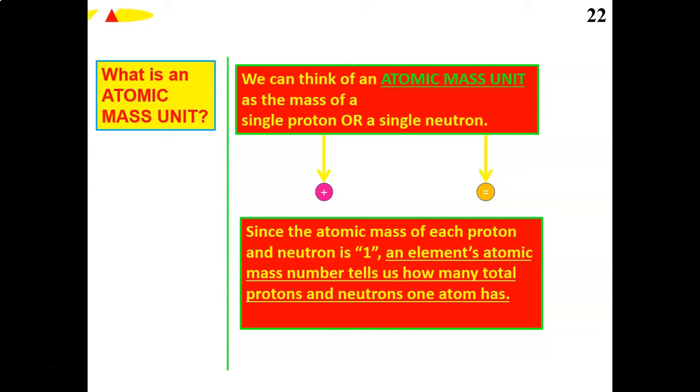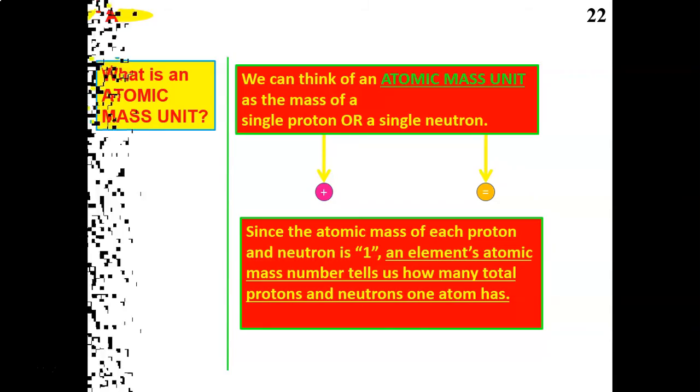Since the atomic mass of each proton and neutron is 1, an element's atomic mass tells you how many total protons and neutrons one atom has.